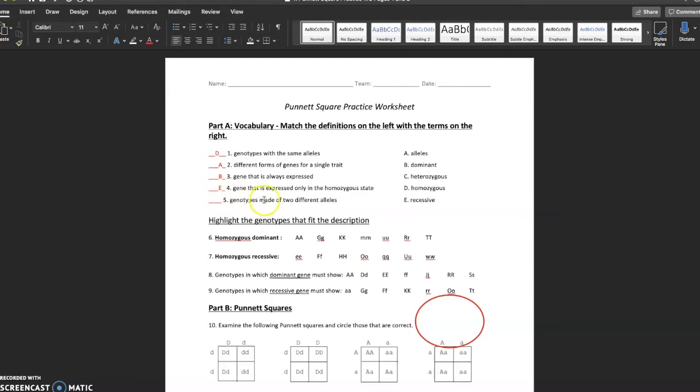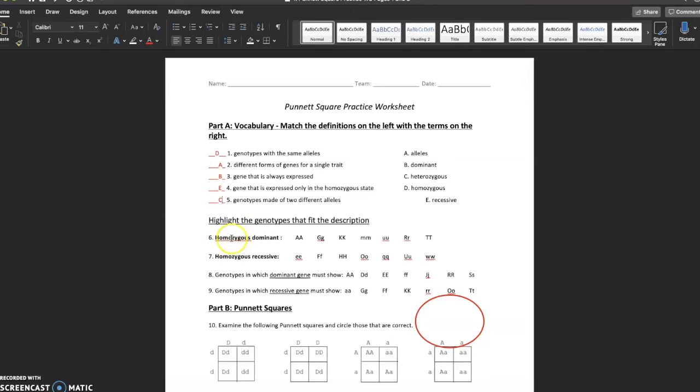Number 5, genotypes made of 2 different alleles. That's going to be the heterozygous. So that is going to be C. So for your matching, D, A, B, E, C are going to be your answers.